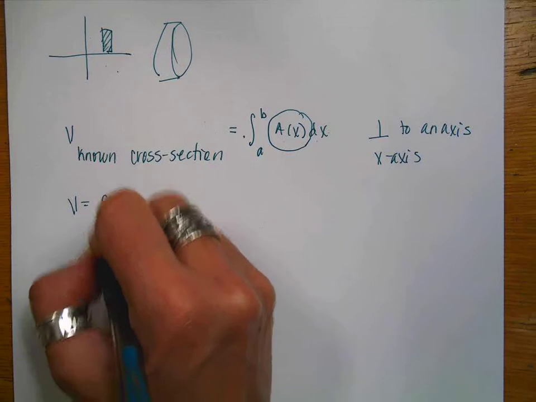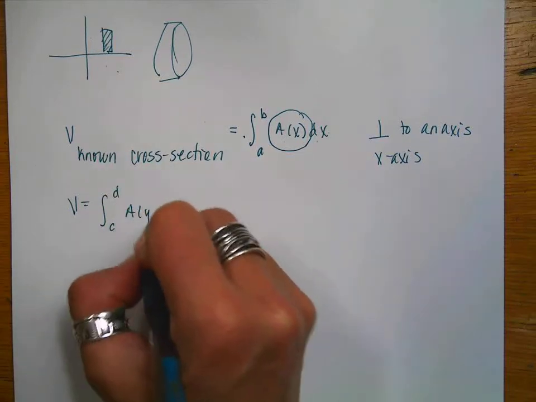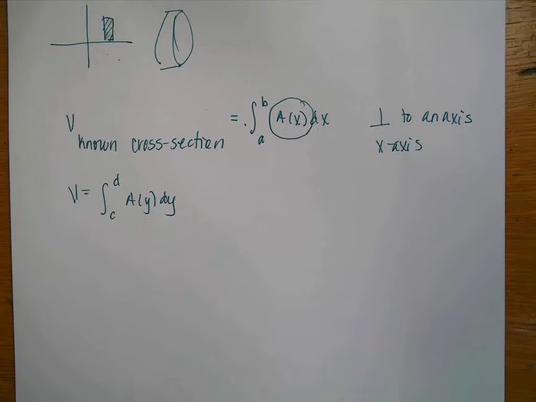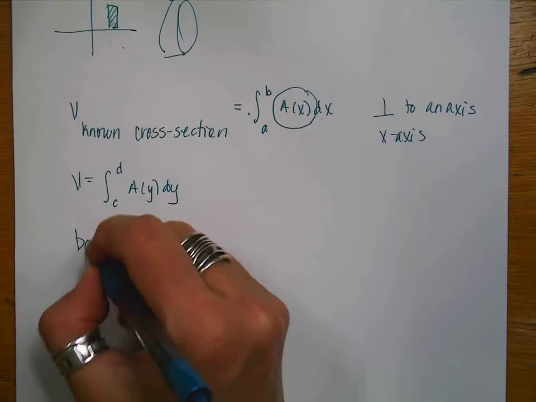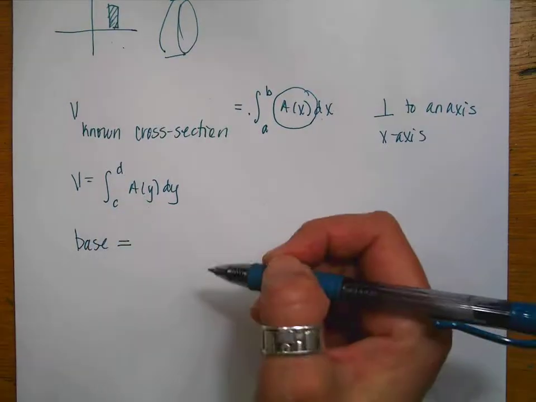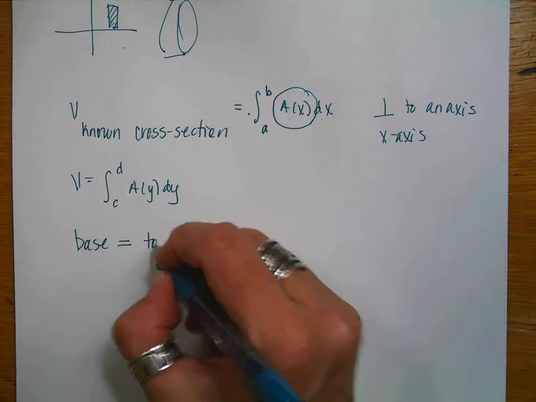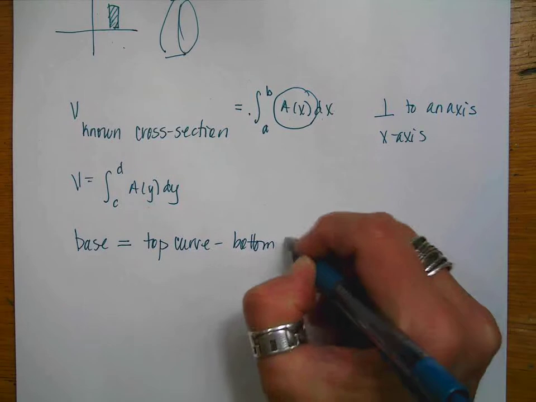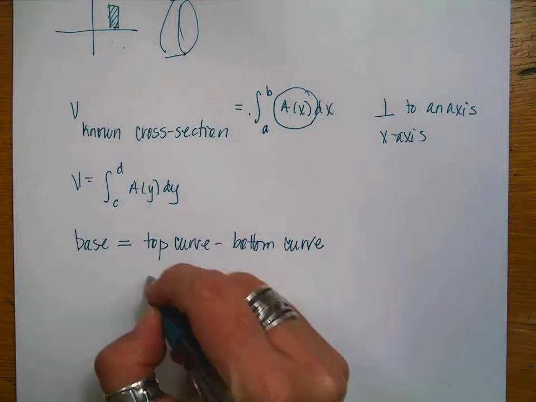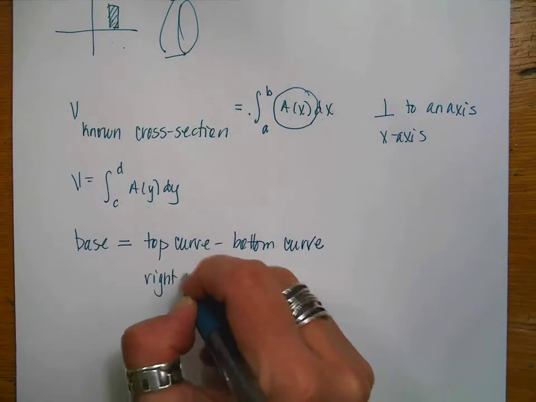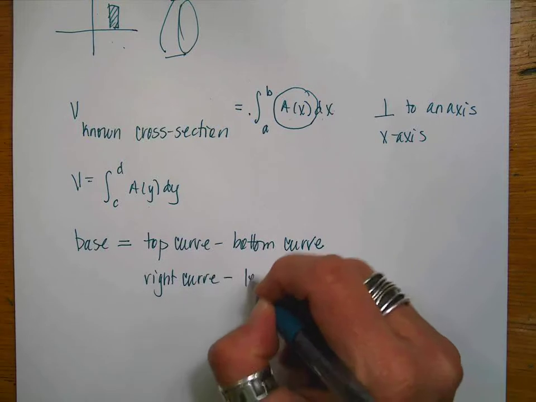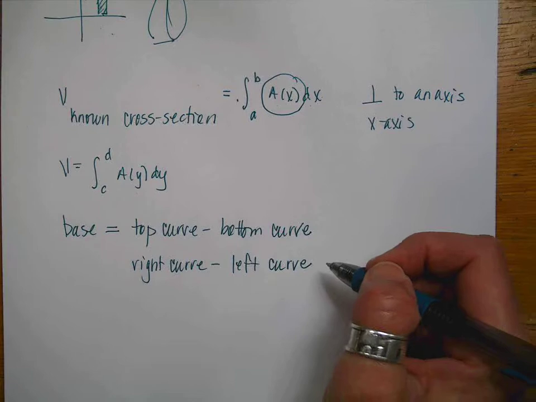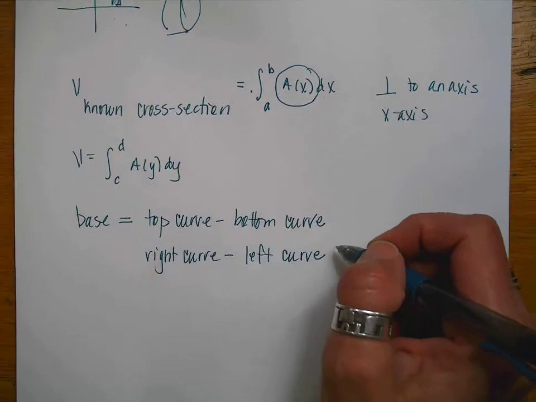And then I could also have the volume is equal to the integral from C to D of A of y dy. It just depends. There are a couple of things that I want to tell you that we're going to do. The very first thing that you're going to want to do is determine what I call the base. That means it's going to be your top curve minus the bottom curve. Or if we have a dy, it's going to be the right curve minus the left curve. This is going to determine the length of the side that you're going to use in your area calculations.